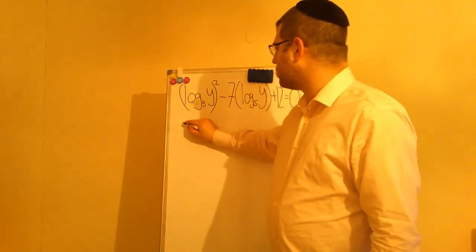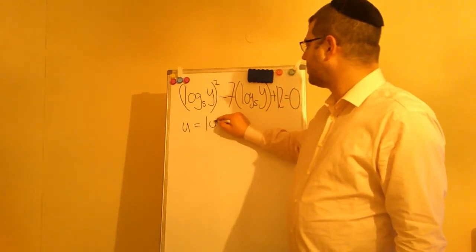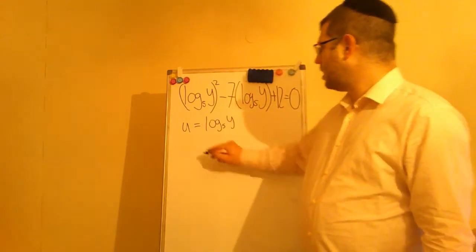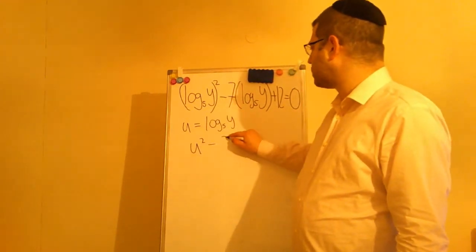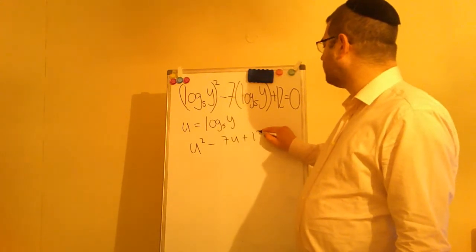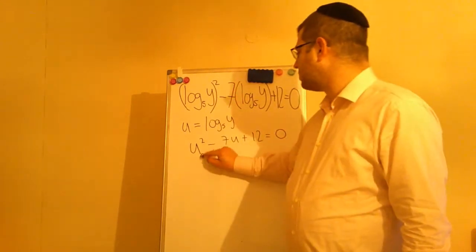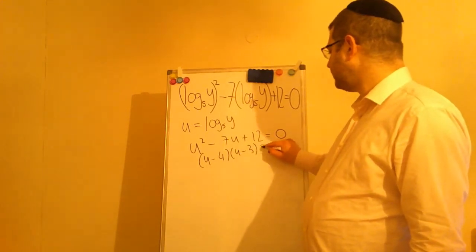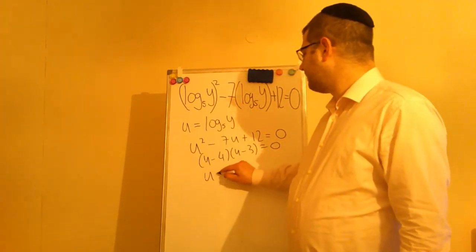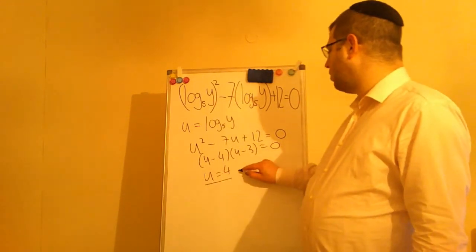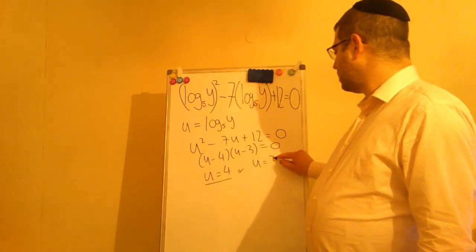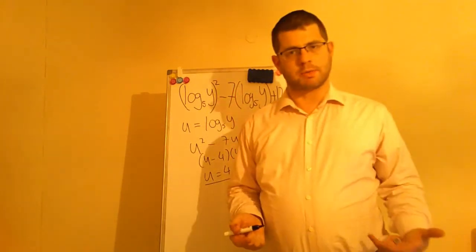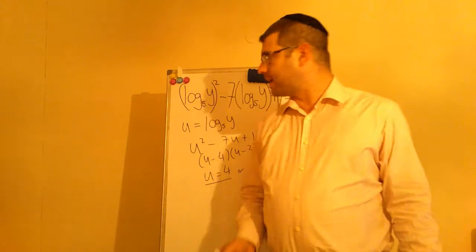So actually, what we do here is we use a substitution. u is log 5y, and you can see it's a nice quadratic, u squared minus 7u plus 12, which factorizes very nicely. u minus 4, u minus 3, so u is 4, or u is 3. And now we bring this back in. Usually when you do a substitution, it's 2 to the power x or something like that. But now it's a log.